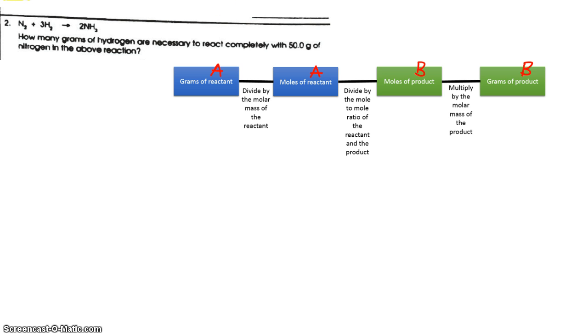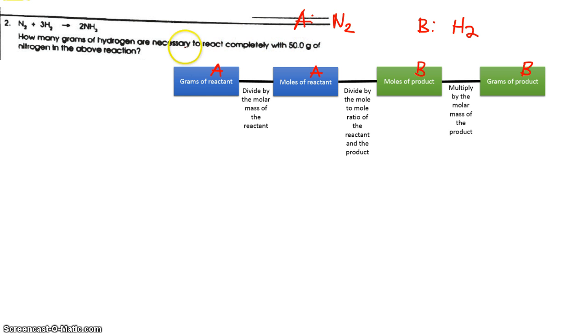So let's define what A and B are in this question. It says how many grams of hydrogen are necessary, so we're trying to find that. Let's call substance B the reactant hydrogen. Let's call substance A the reactant nitrogen, because that's what we know at the beginning.